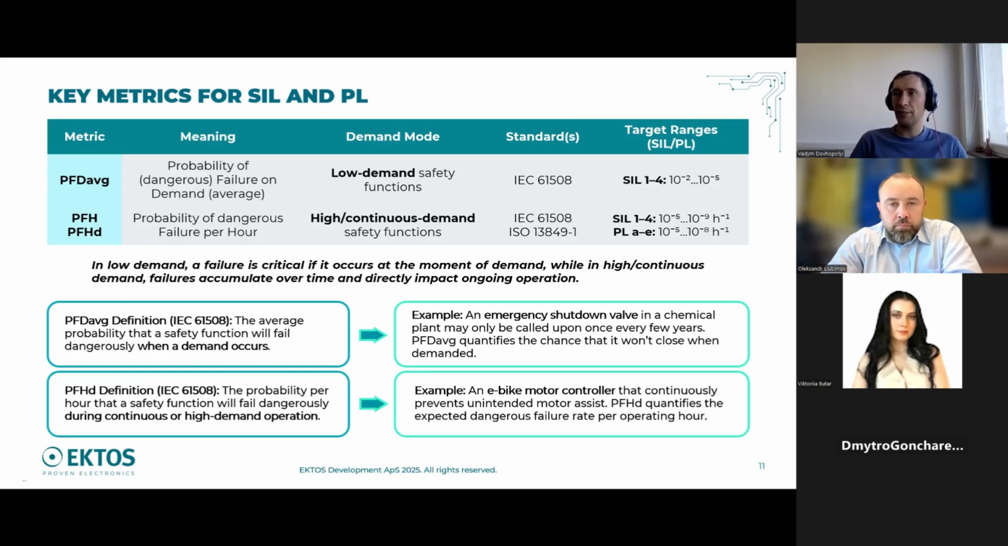But if we're talking about continuous or high demand, we are using a frequency of failures, or probability of dangerous failure per hour. Here we are more interested in how many faults can occur or happen during operational time, in an hour or in some short period of time in comparison with mission time. And if we're using continuous demand, we are going to use the failure rate here. And this is one of the two metrics we have to apply to our system.